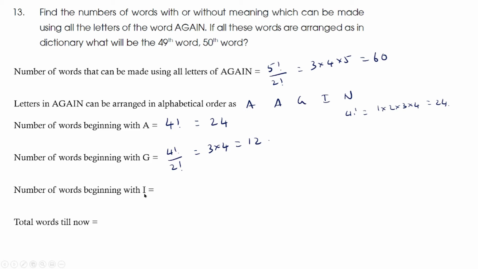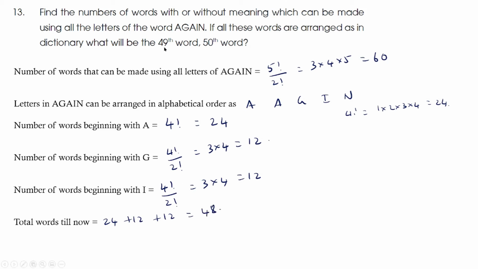And then the number of words beginning with I, again the first position is fixed with the letter I. The remaining letters are 4, so they can be arranged in 4 factorial ways. Again A is repeated, so divided by 2 factorial. So again this is 3 into 4, which is 12. So the total number of words till now is 24 plus 12 plus 12, which is equal to 48.